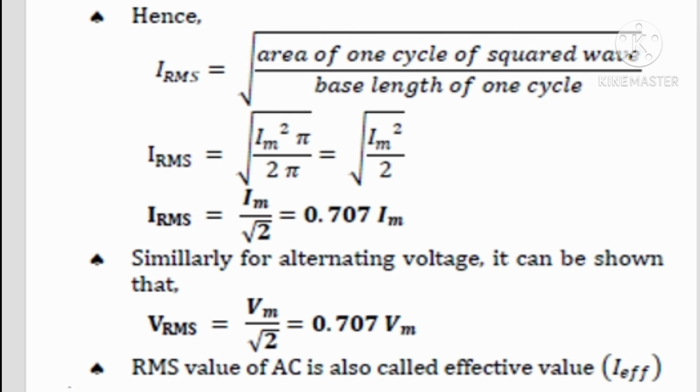Similarly, for alternating voltage, it can be shown that VRMS is equal to Vm by root 2, which is equal to 0.707 Vm. The RMS value of AC is also called the effective value, which is represented by the notation I effective.